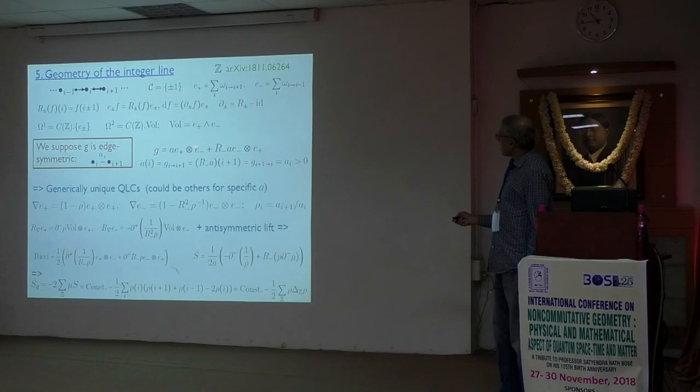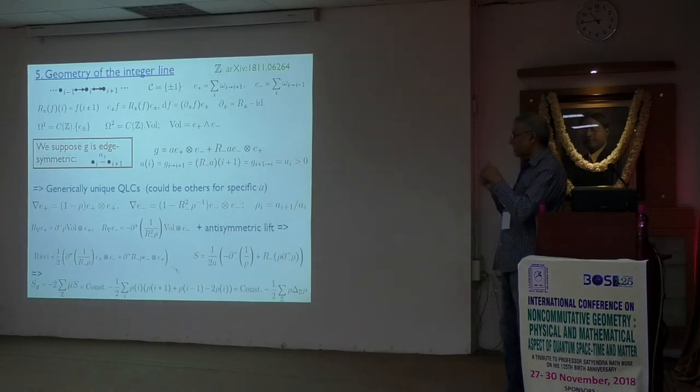So the metric has two coefficients. But if we wanted to be edge symmetric, being edge symmetric imposes this condition that this coefficient is just the translate of this one. R minus is just shifting one down. And so that ensures that the edge lengths are the same. So our metric is controlled by just one function on one sequence, one function on Z.